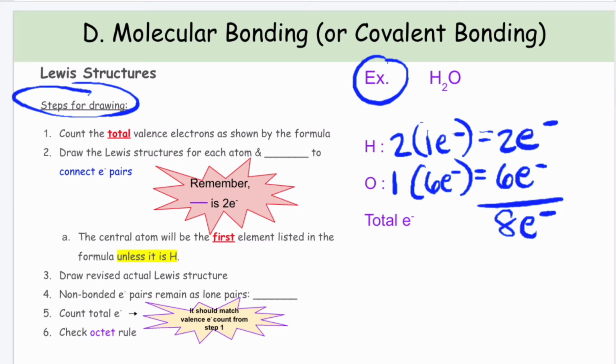And we're going to use lines to connect the pairs. Okay, so let's first draw the Lewis structure for each atom. I'm going to start with oxygen. And why I'm starting with oxygen is if you look at 2A down here, it says that the central atom will be the first element listed in the formula, unless that first element is hydrogen, which in water it is. So we know it's not going to be hydrogen. It will never be hydrogen. So that means that our central atom is oxygen.